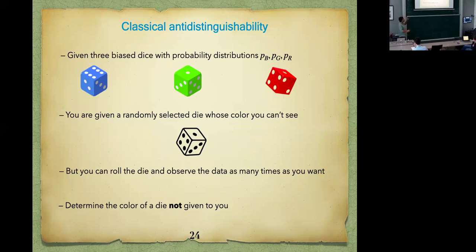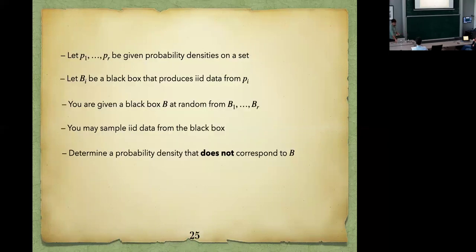Of course, a priori it is known what the distribution of the numbers is on each of the dice. So that is the task, and based on the outcome of the measurement, you have to guess the color of a die not given to your friend. This is just describing that in words, whatever I just said. I'll just move to the next.